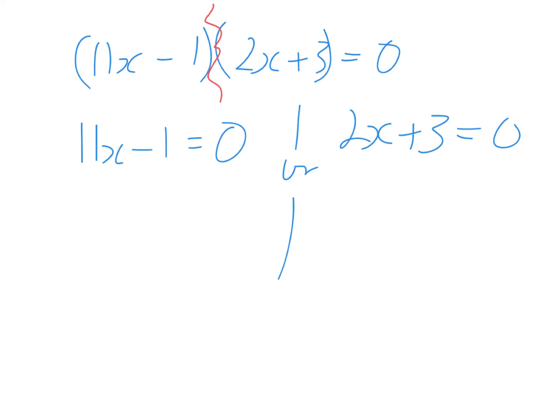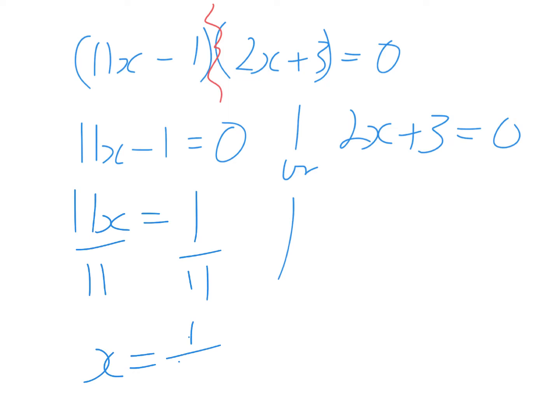Alright, on the left hand side, let's try and solve that. So we're going to get the x term by itself, bring the minus 1 over, and it becomes a plus 1. Then to solve from here, we want to get rid of the 11. So the left hand side cancels, we're just left with x is equal to 1 over 11.